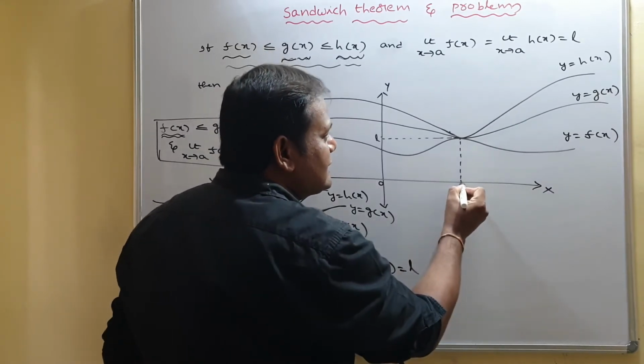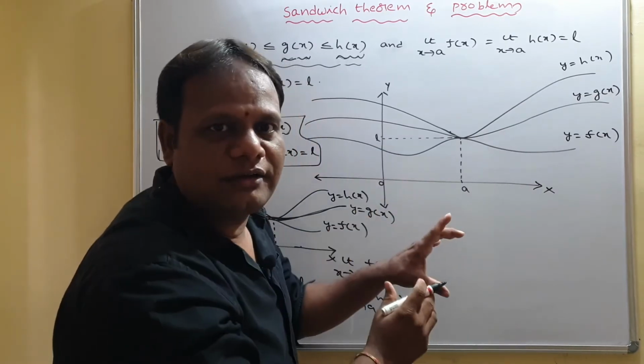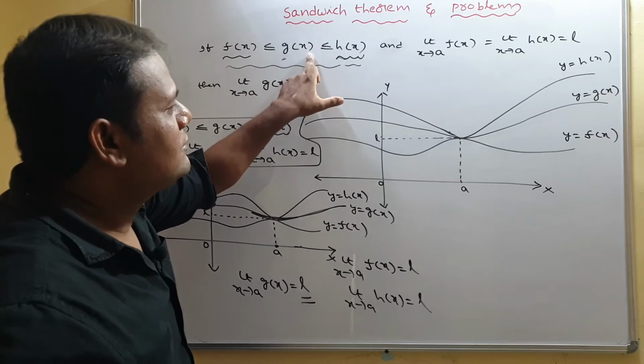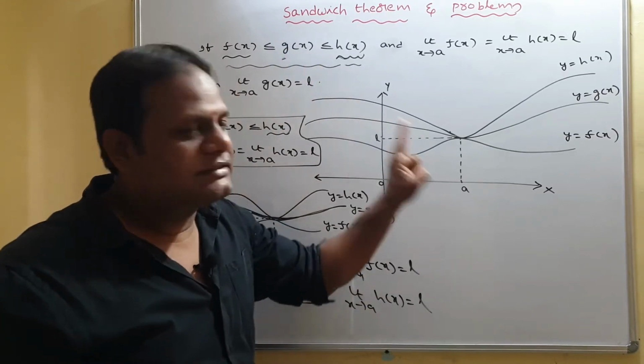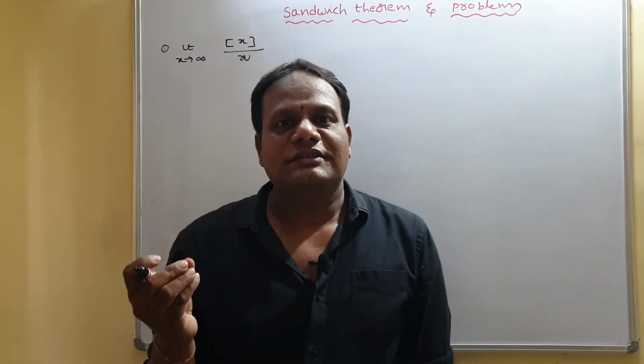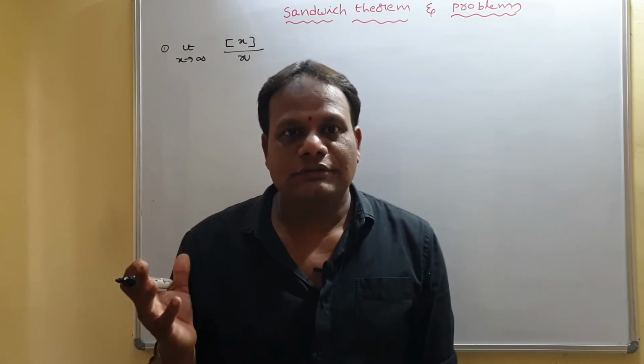So if limit x tends to a of f of x and limit x tends to a of h of x are equal, then limit x tends to a of that middle function is also what? That is also L. Is it clear? For some functions, we are unable to evaluate the limit at some values.